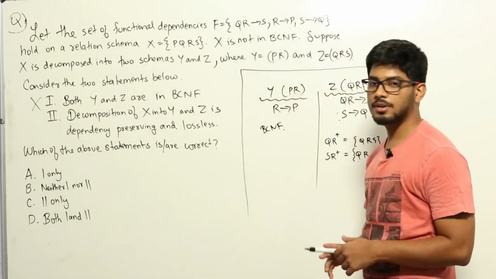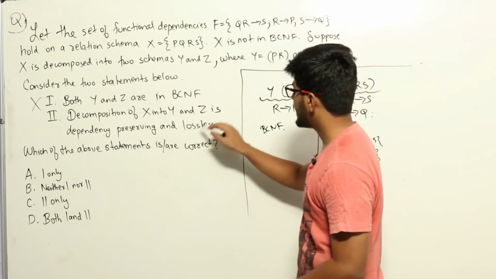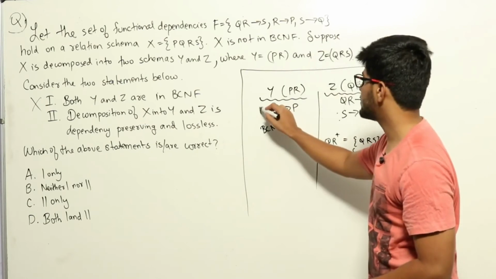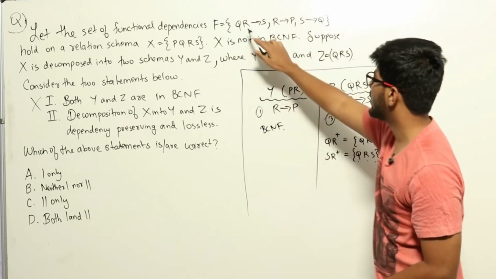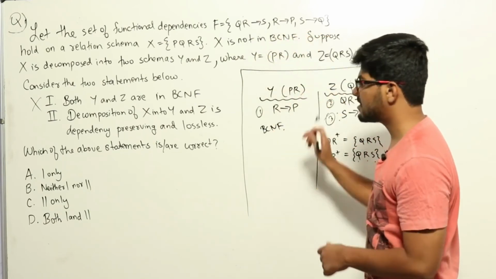Now looking at statement 2, decomposition of X into Y and Z is dependency preserving and lossless. So clearly it is dependency preserving, because all the dependencies 1, 2 and 3 hold in this schema, and only 3 dependencies were given initially. So this is dependency preserving.